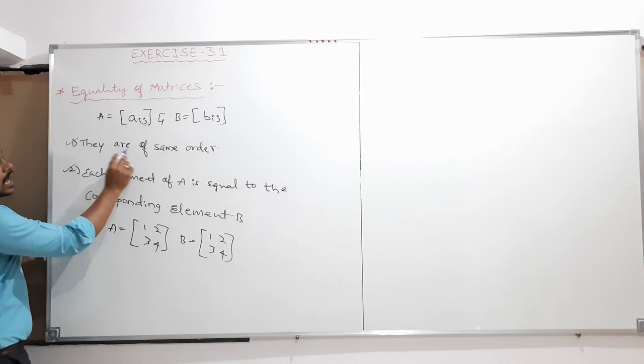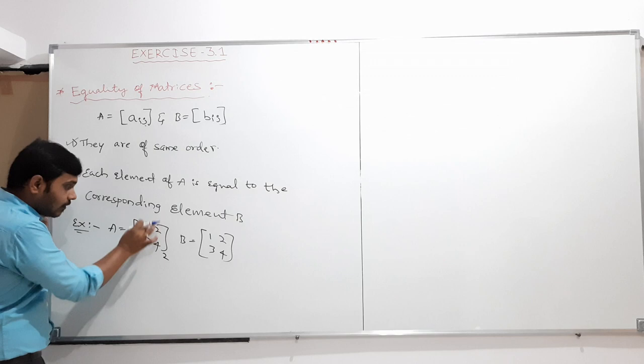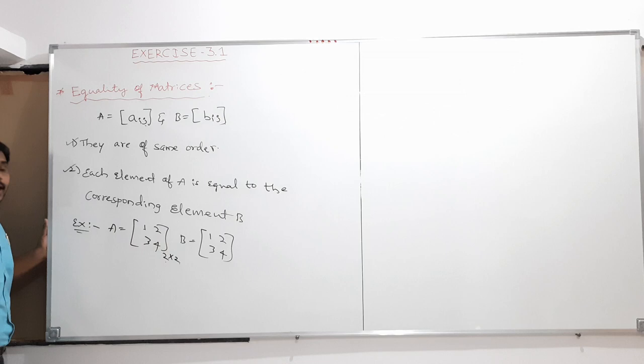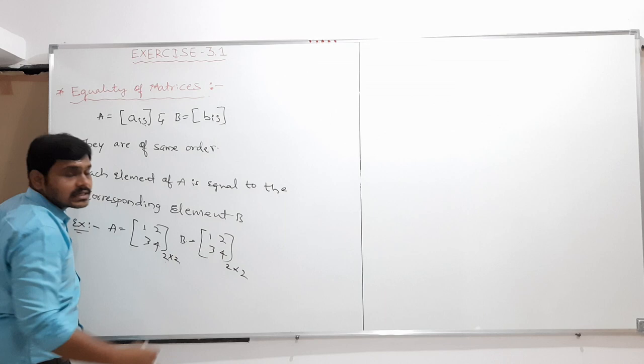So what is the order of this matrix? How many rows are there? 1, 2. Two rows are there. How many columns are there? 1, 2. So the order of this matrix is 2 by 2, right? What is the order of this matrix? 2 by 2, because two rows are there, two columns are there. So the order of this matrix is 2 cross 2 and the order of this matrix is also 2 cross 2.